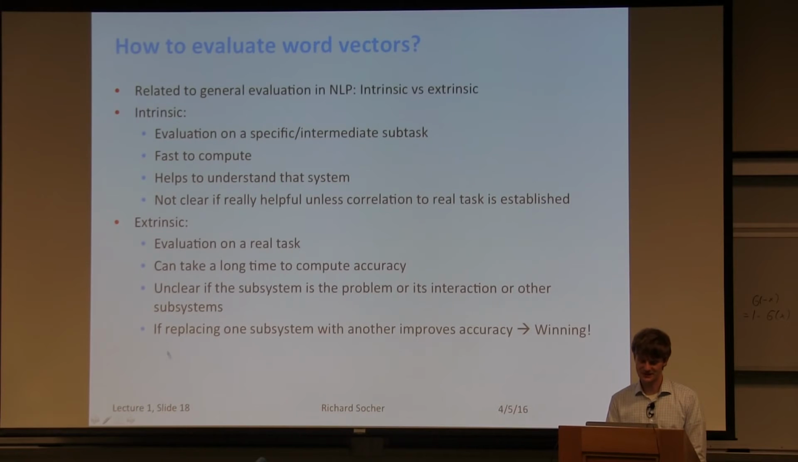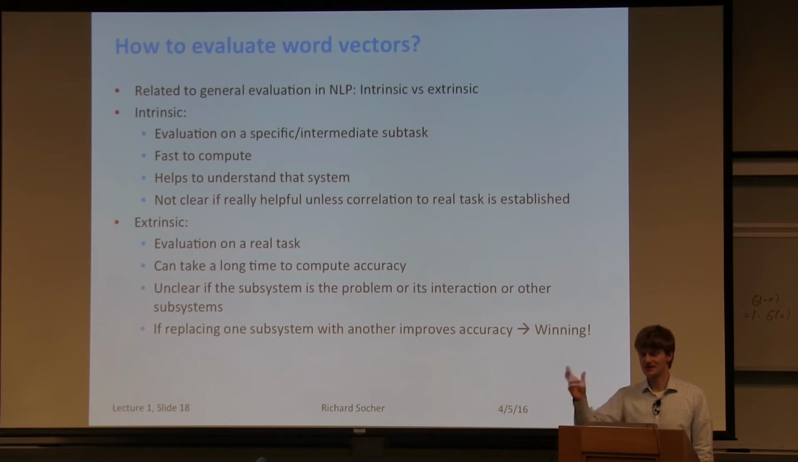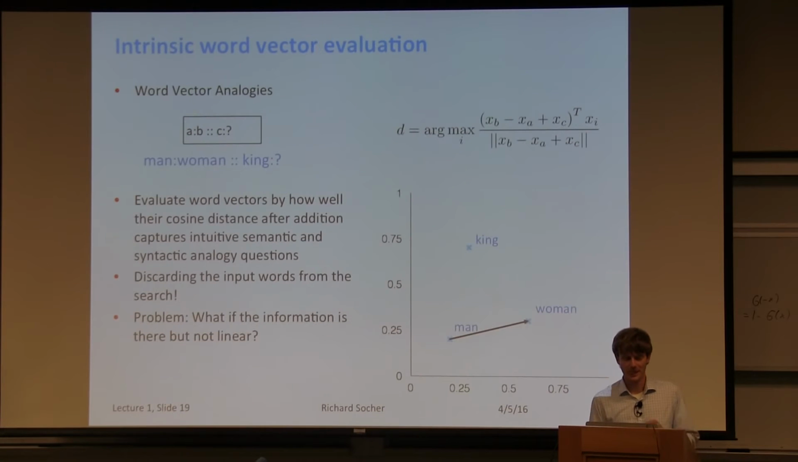So yeah, this is an important statement if you want to write papers that actually get accepted in real academic conferences. So replacing one subsystem with another improves your accuracy, and everything else is fixed. Everything else is the same. Then you know that your subsystem actually made a real improvement. So let's look at both intrinsic and extrinsic evaluations for word vectors now.